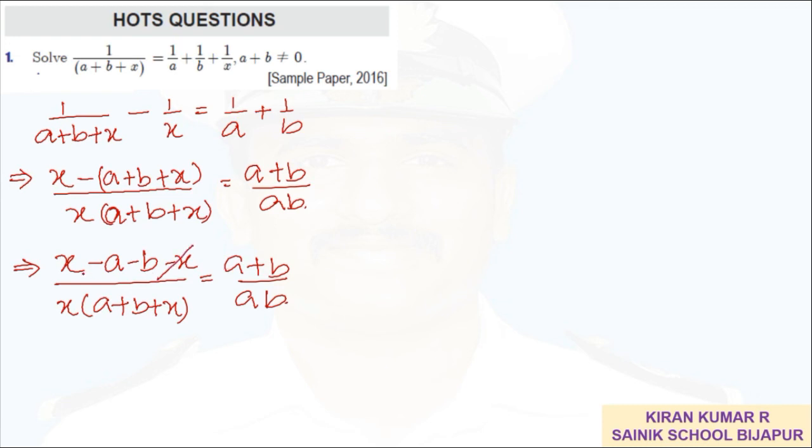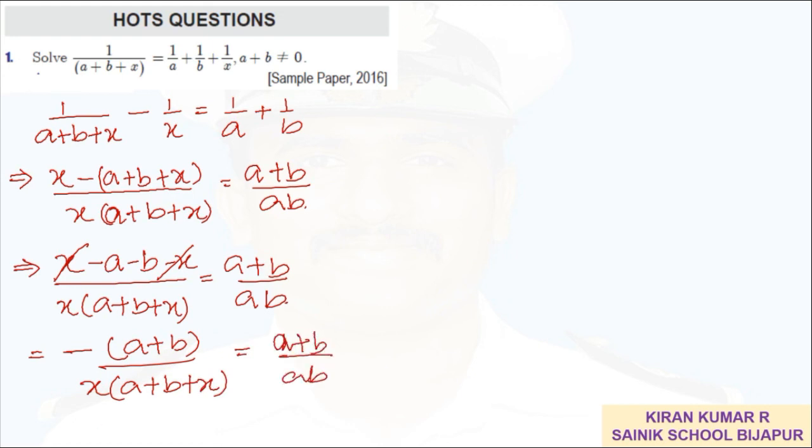Now you observe x and negative x, they get cancelled. You will be getting minus of a plus b divided by x times of a plus b plus x, which is equal to a plus b divided by ab. Here you observe the numerators a plus b will get cancelled and the equation will be x times of a plus b plus x equal to minus ab.